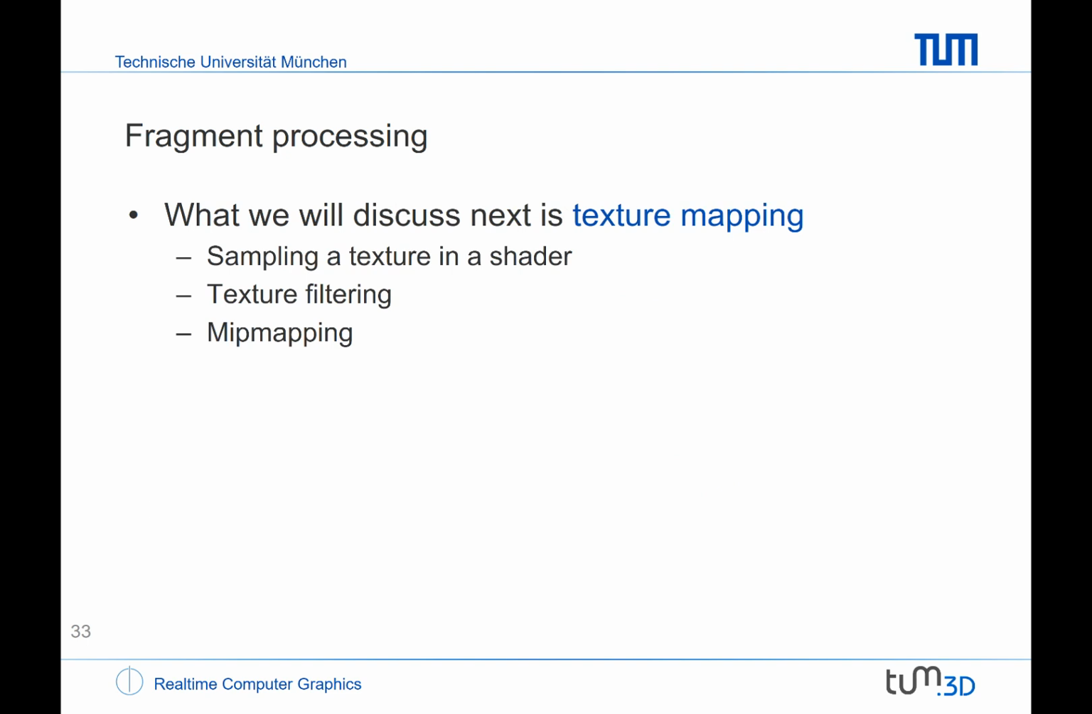What we will discuss next is texture mapping. We have already discussed texture mapping to a certain extent, but we will in particular look at how a texture is sampled in a fragment shader program or in a vertex program. Then we will look at what we mean by texture filtering and MIP mapping, because these are very important concepts in texture mapping. If you don't make use of these concepts, in particular MIP mapping, then you will never get a very pleasant quality when rendering a texture mapped object.